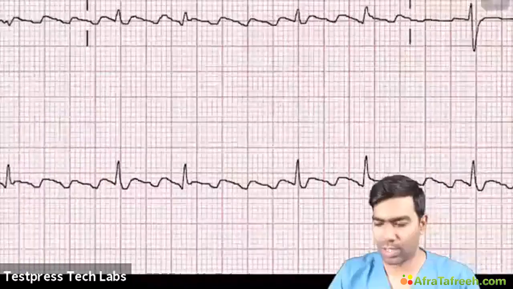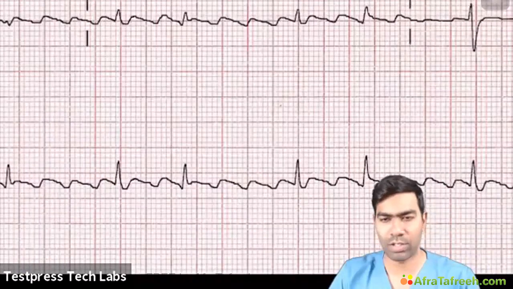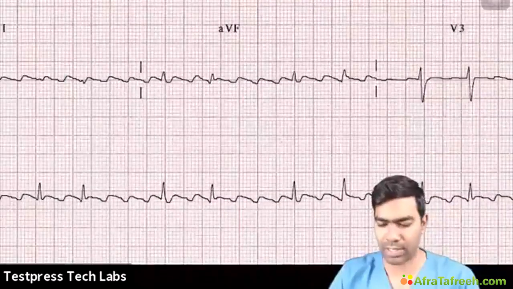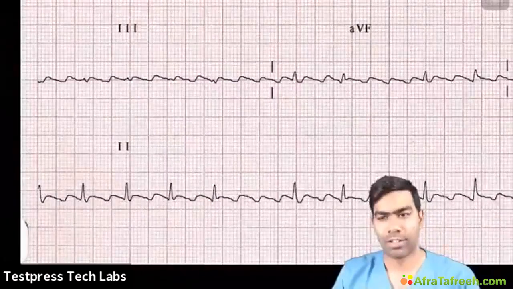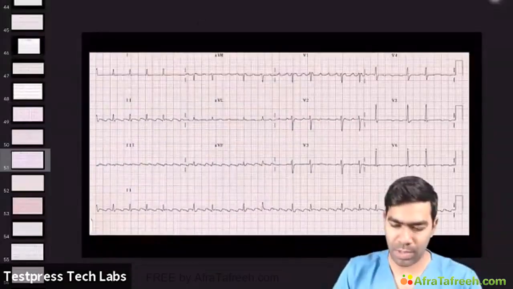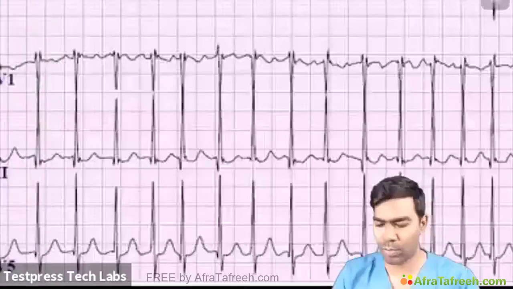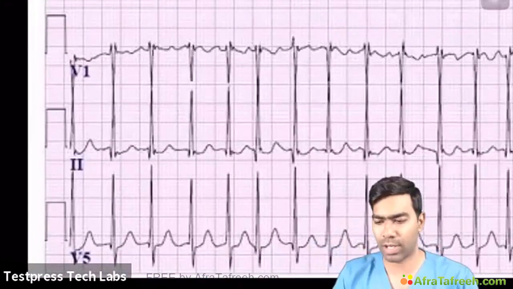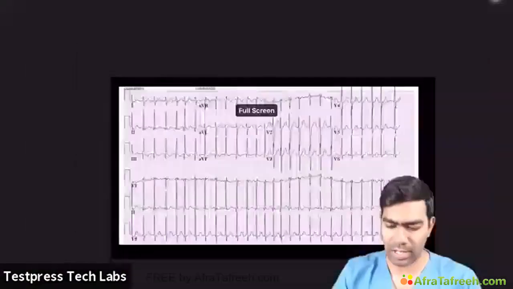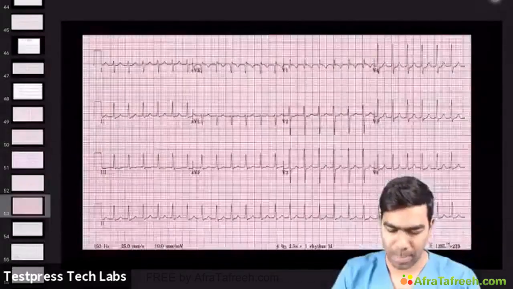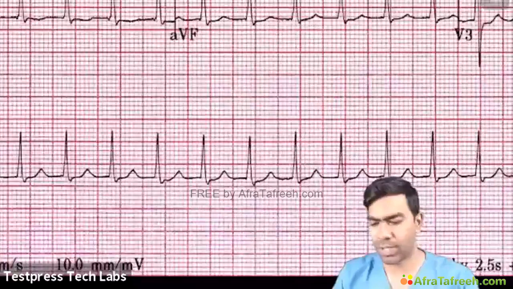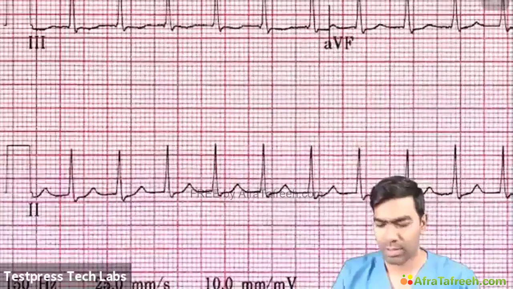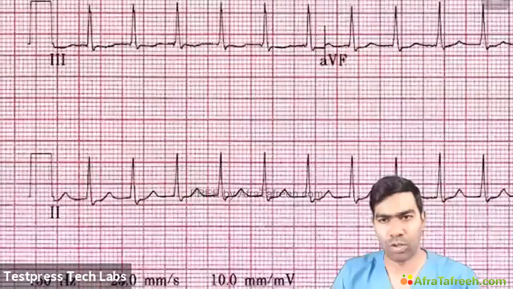I mean, you cannot disagree with the fact that this is a sawtooth baseline. So if you want to compare with the AFib, you compare with the AFib. Where is the sawtooth baseline here? Just show me where is the sawtooth baseline. Compare with any other rhythm for that matter. Show me where is the sawtooth baseline here. I don't think you're going to see sawtooth baseline apart from this rhythm.